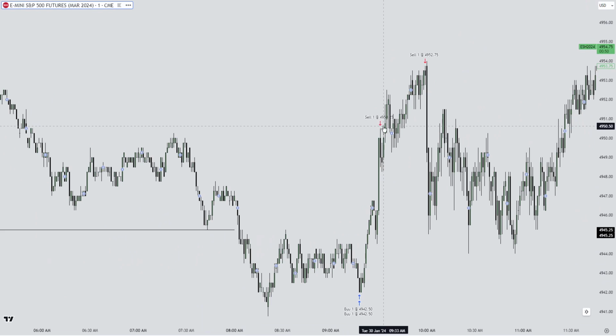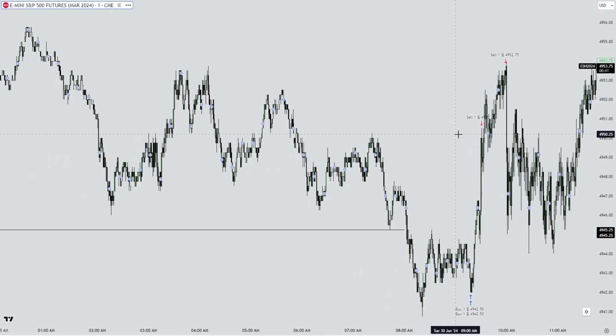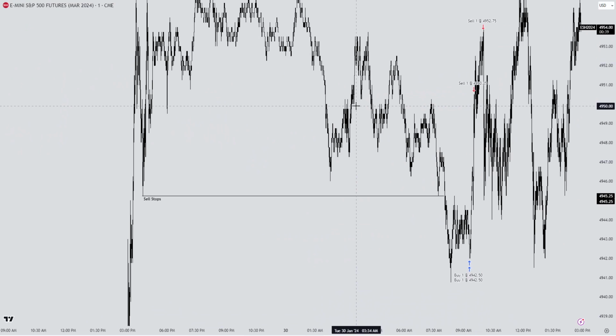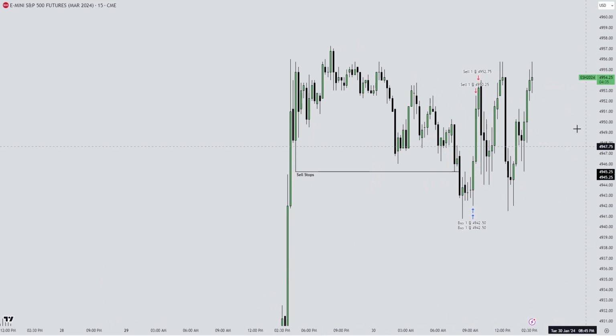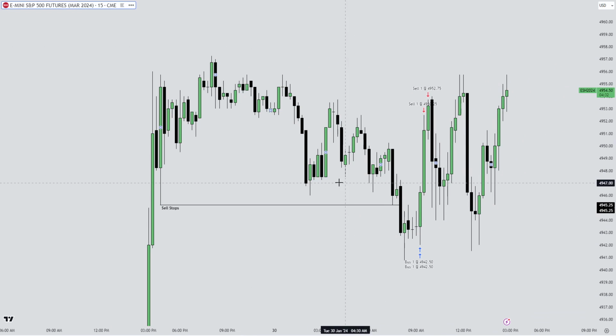And price spooled higher to take out the buy side liquidity here. So I took one off there, and then I took another one off at 49.52.75. So I was utilizing the idea that if we go back to the 15-minute time frame, order flow has been bullish. Price was retracing back down.